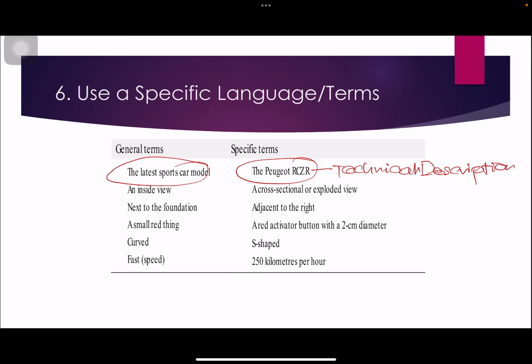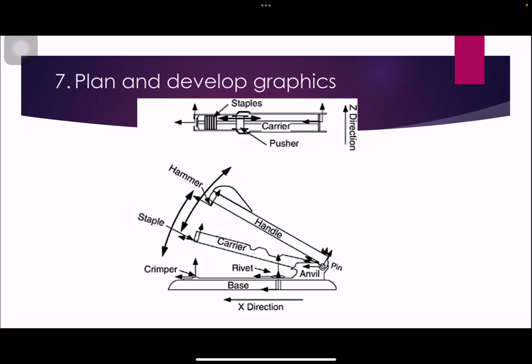The same goes if you are referring to the speed. If you are just mentioning that the car is fast, then it is more general information, but for technical description, you have to tell the audience how fast the car is. So in this context, it is 250 kilometers per hour. Next, plan and develop graphics.